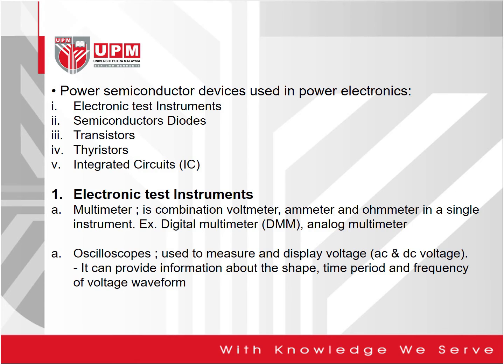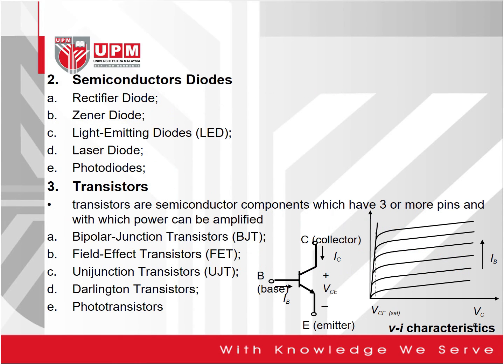The first one is electronic test instruments. You can see in the lab we have a lot of multimeters, and also the oscilloscope. The second one is the semiconductor diode. Under the semiconductor diode we have several types of diode: rectifier diode, zener diode, LED, laser diode, and photodiode.